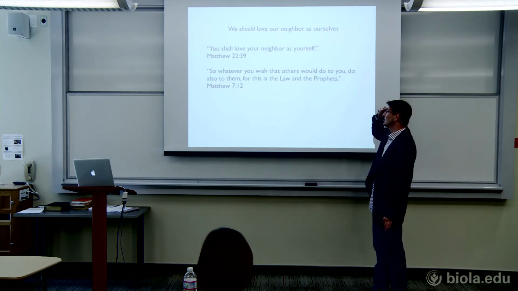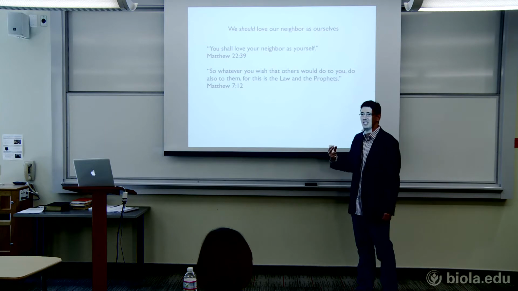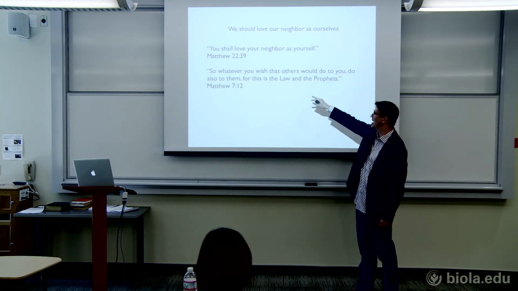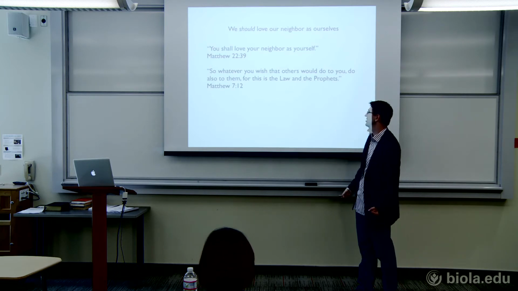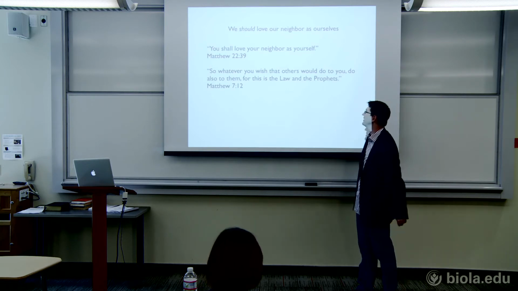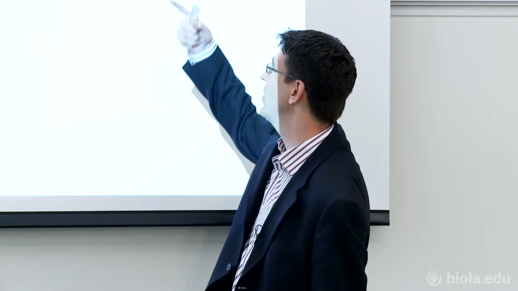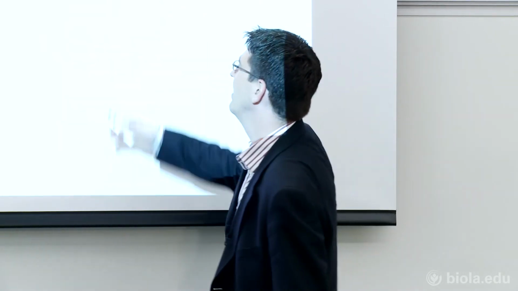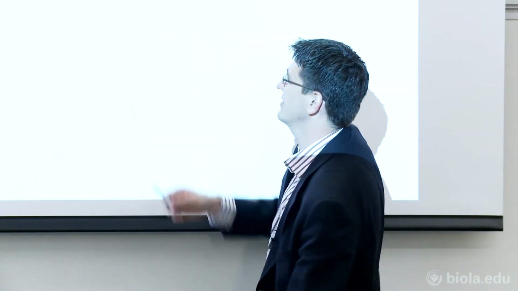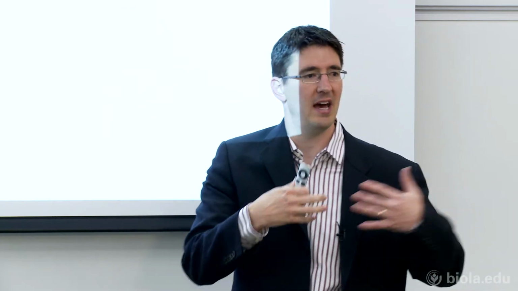And Jesus' teaching is shot through with it. At the end of the Sermon on the Mount, he sums it up saying, so whatever you wish that others would do to you, do also to them, for this is the Law and the Prophets. That's just another way of stating the second part of the Great Commandment. You shall love your neighbor as yourself. These are saying the same thing. Love your neighbor as yourself. How do you do that? Do unto them as you would have others do unto you.